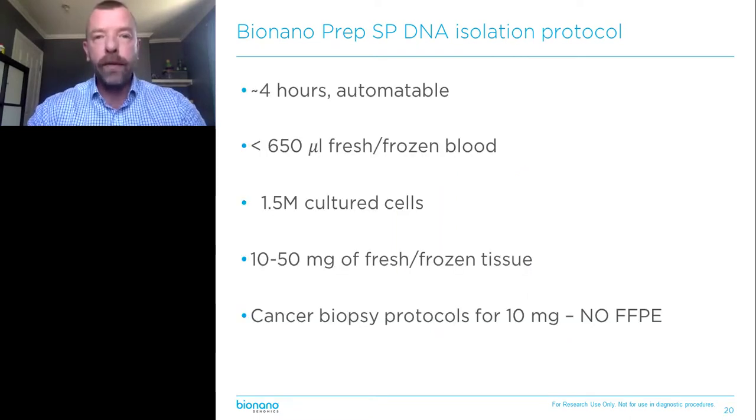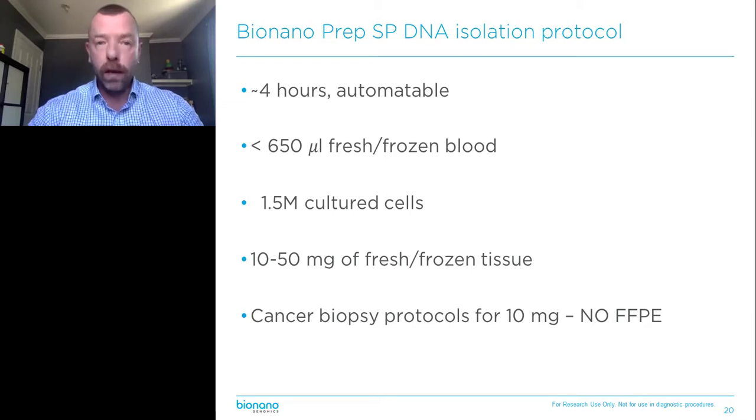The protocol is fast. It just takes a few hours. We're automating that right now. It works on fresh or frozen blood. We don't need more than 650 microliters of fresh or frozen blood. We can work with cultured cells. 1 million to 1.5 million is ideal. Or we can work with biopsies, cancer biopsies, for example, for as low as 10 milligrams.